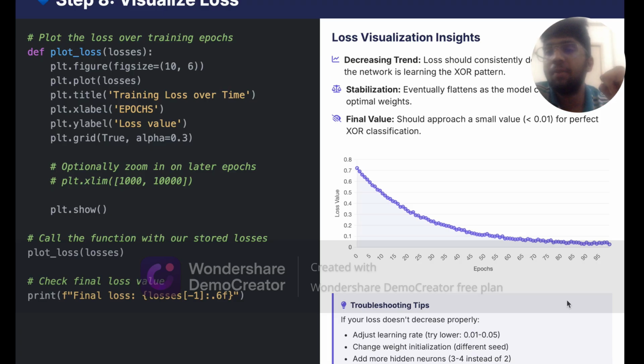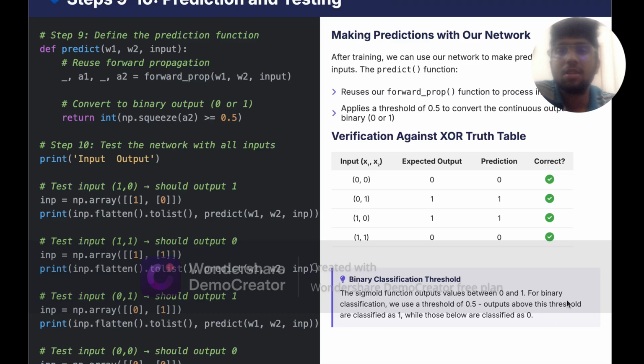For matplotlib, we are using figure, plot, and titles here. After that, we predict and test the network. After training, we can use our network to make new predictions, and by testing we can find whether our model is doing well or not. If it isn't, we need to increase the learning rate or the number of epochs. It purely depends on the problem we use.